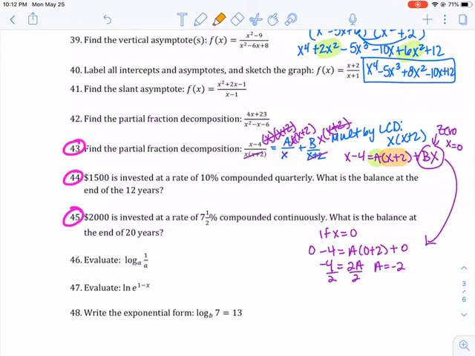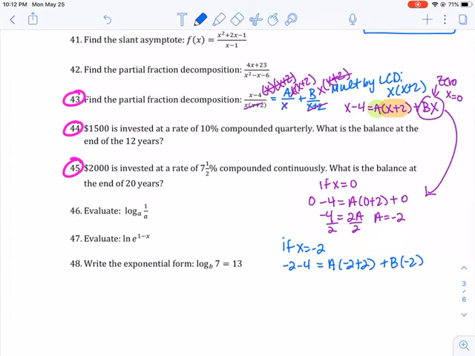So then x would have to be negative 2. So we're going to go back and do all of that stuff if x were negative 2. Actually, let's move it down here. If x is negative 2, then you have negative 2 minus 4 equals a times negative 2 plus 2. Okay, so that's 0, so that's just gone, plus b times negative 2. So that gives us negative 6 equals negative 2b. So divide by negative 2.